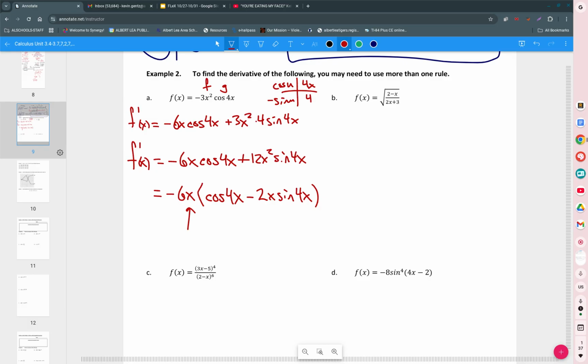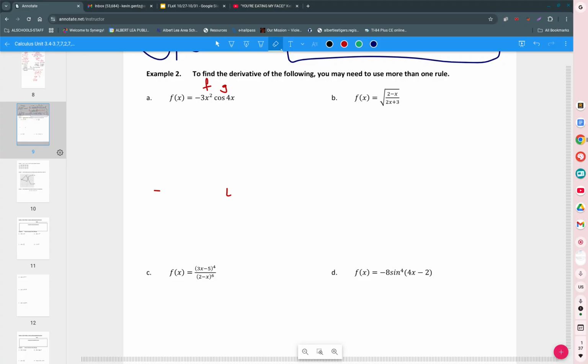How about letter B? What rule or rules should we use in that situation? Quotient and chain. So what do I set up first? Do I set up the quotient rule first or the chain rule first? Quotient. Who's right? B.